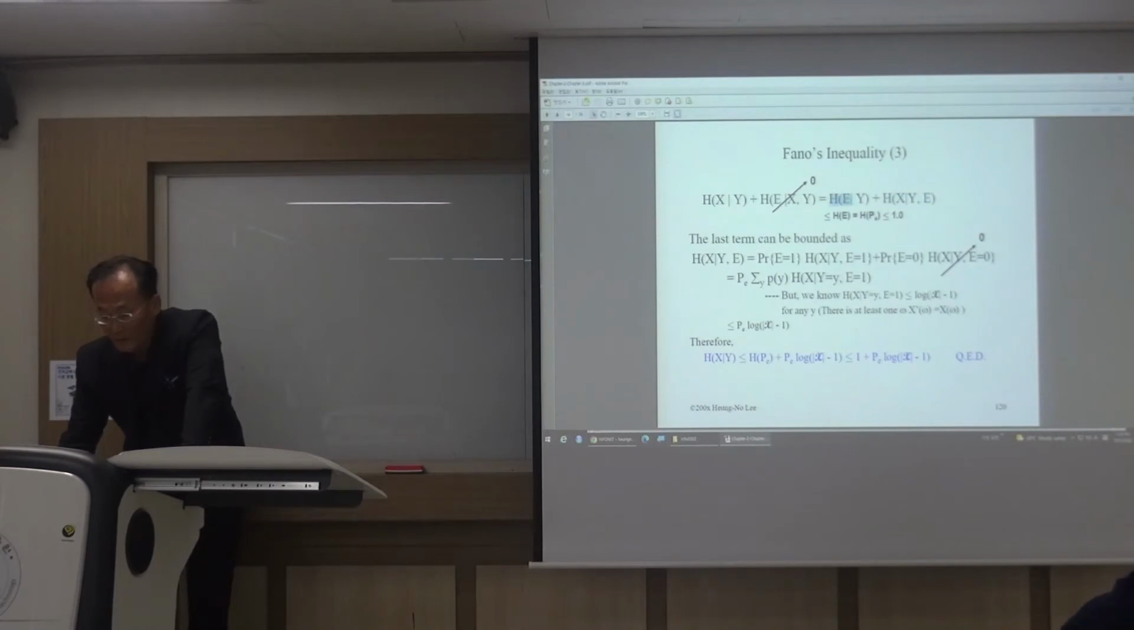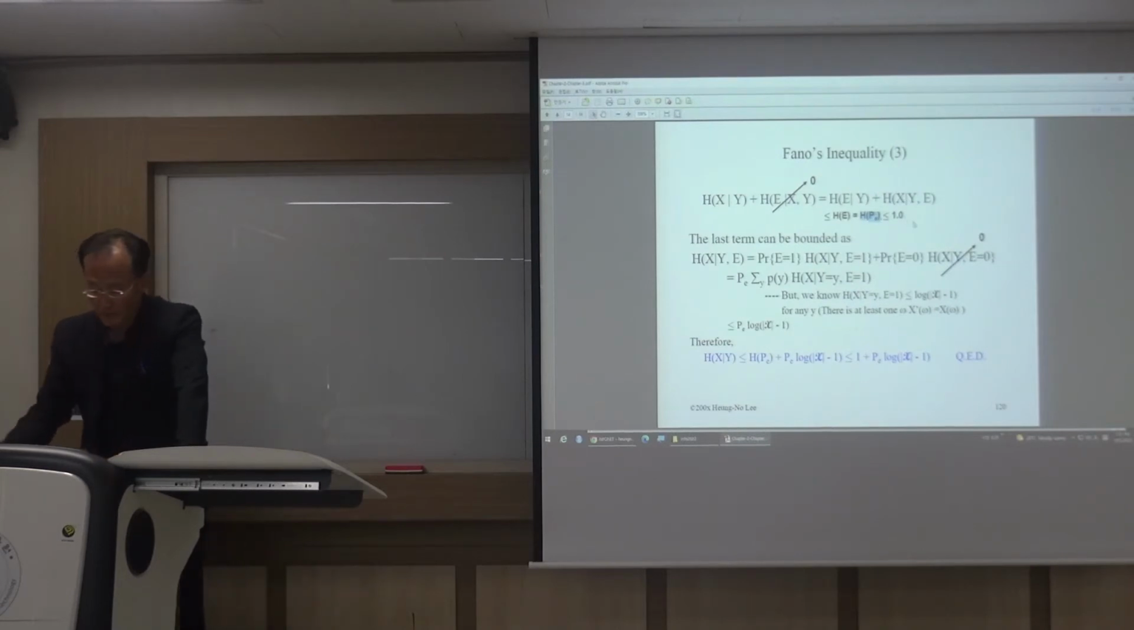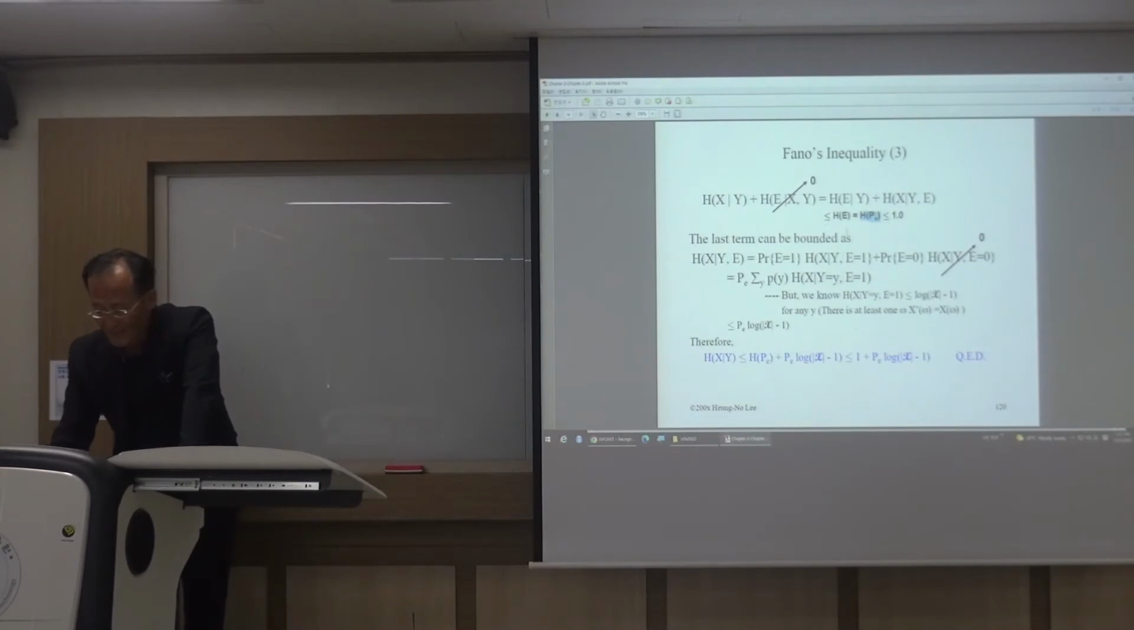So this one is the entropy of E given Y. But this one can be upper bounded by the entropy of E. Why? Because conditioning reduces entropy, or mutual information is greater than or equal to zero. So you can explain it like that. And this one is a binary random variable whose parameter is P_E, so H of E can be written as H of P_E. The entropy of a binary random variable is less than or equal to 1. And with this part, we obtained what we want.